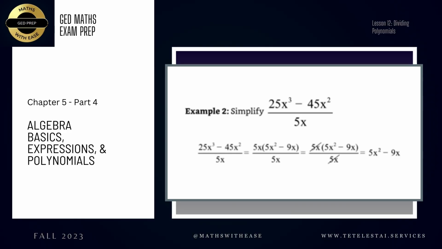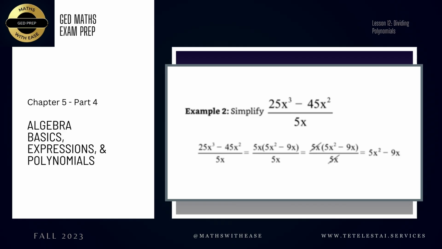So now that you've rewritten your numerator in terms of the factor 5x, you look at your entire expression and you go, okay, in the numerator, I have 5x, and in the denominator, I also have 5x, so they can cancel each other out. And then you're left with this expression, 5x squared minus 9x. And now we're down to subtracting. We know that unlike terms cannot be added or subtracted. So this is our final expression, okay?